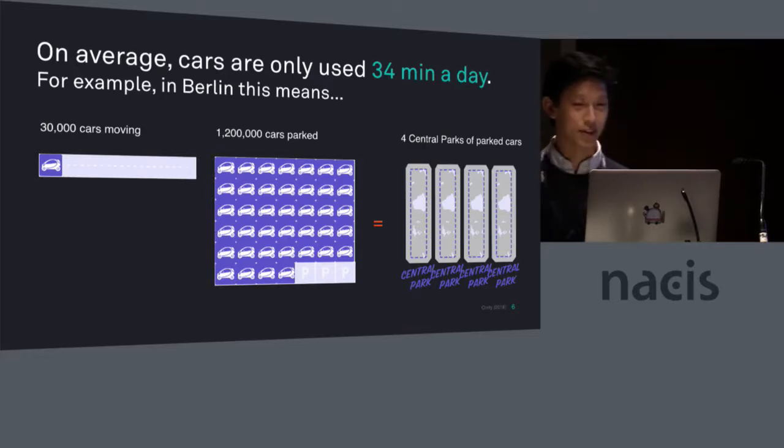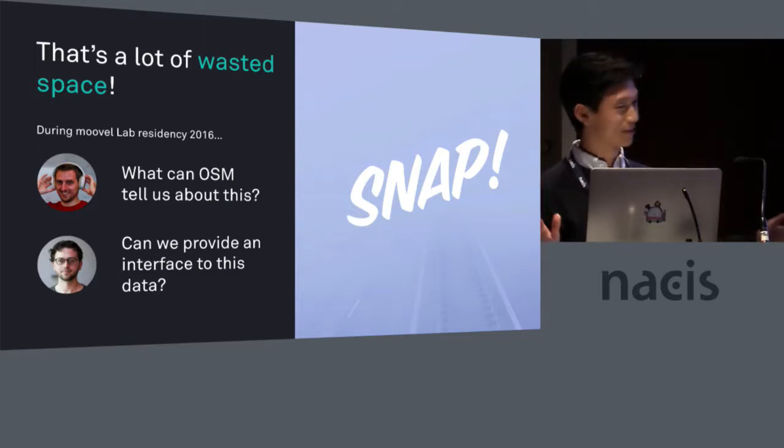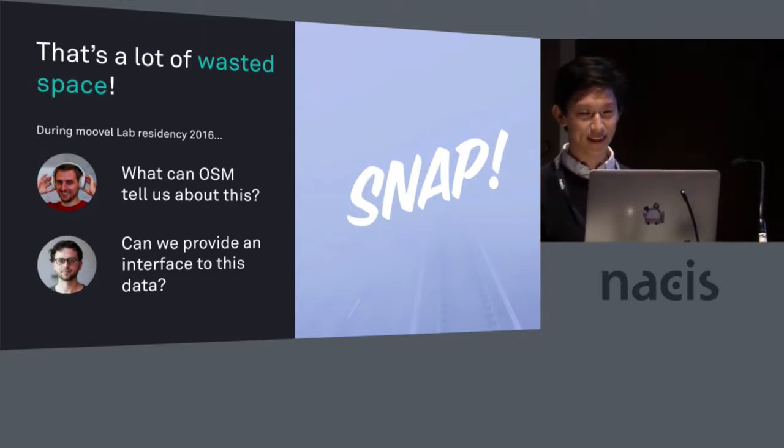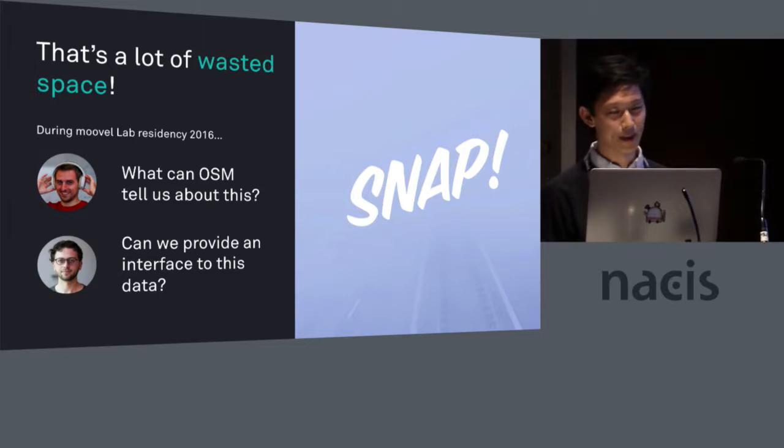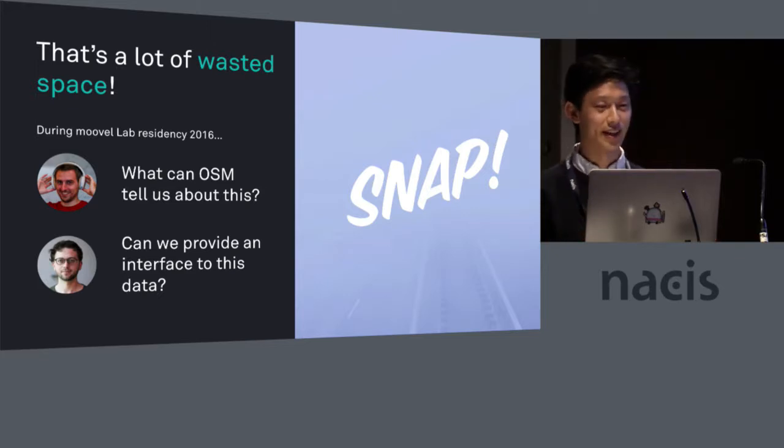So we started looking into the numbers, and it turns out that 95% of the time, cars are parked and unused. And for a city like Berlin, that means 4 central parks worth of cars are sitting at any given time, which is massive. And you might be thinking, whoa, that's a lot of wasted space. And that's exactly how we were feeling about this time last year. So Michael Szell, who's a network scientist, and Stephan Bogner, who's an interaction designer, decided that, hey, let's take this question and see what we can do.